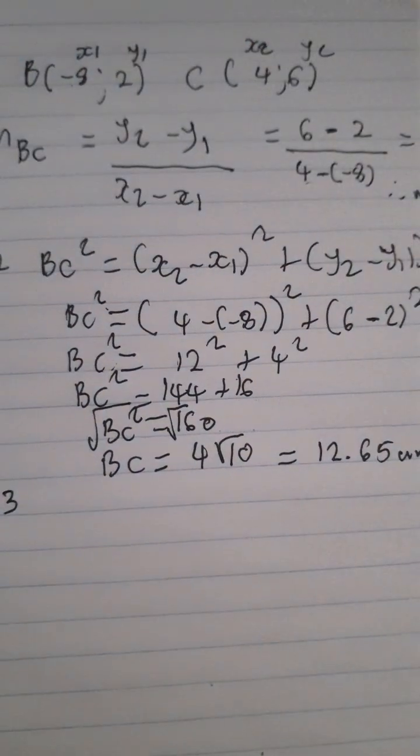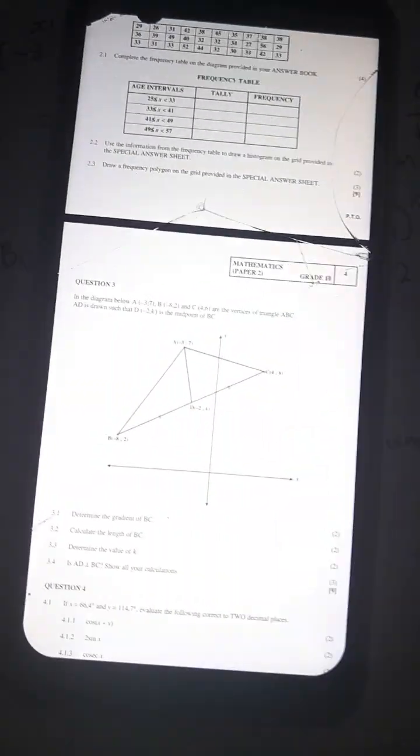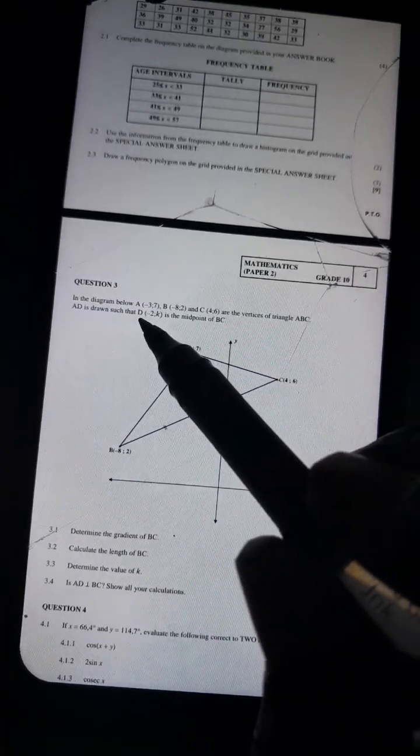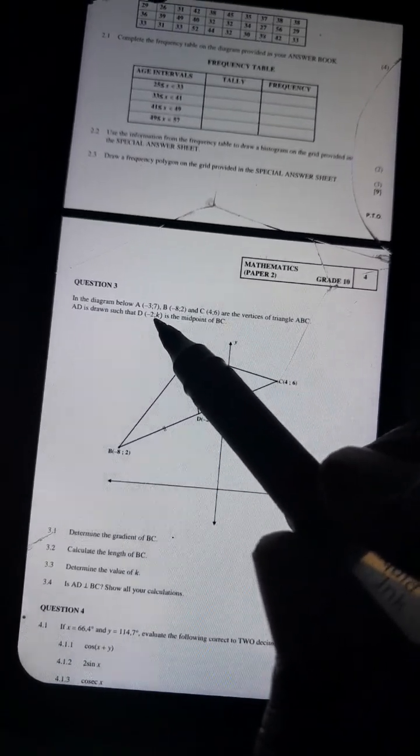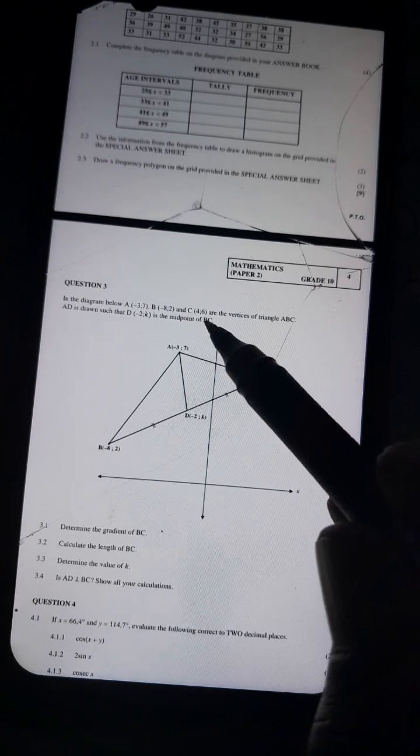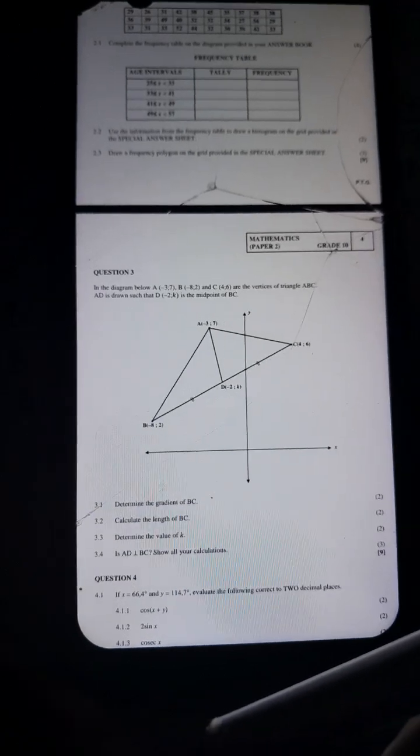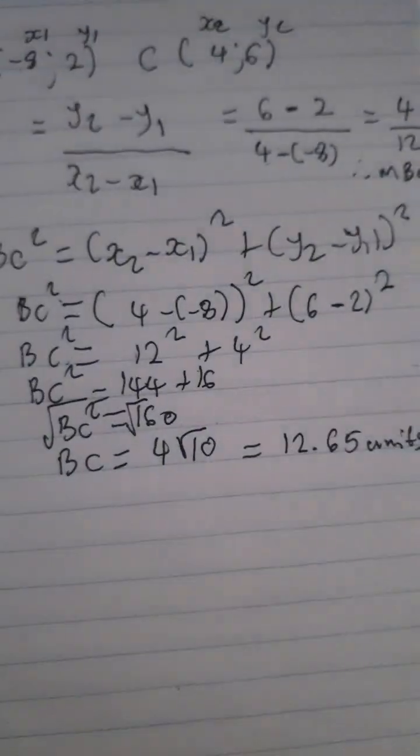Let's see 3.3. Determine the value of k. Remember, k falls under a coordinate of -2 and k, which is the midpoint of BC, meaning that we're going to find the midpoint of BC so that we can find the y value, which is k, right?